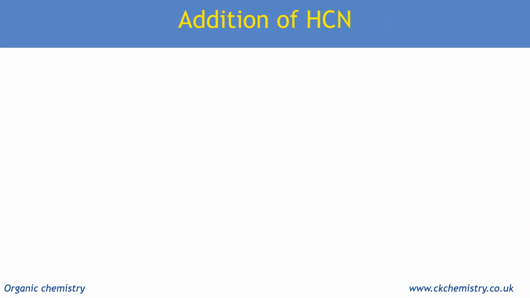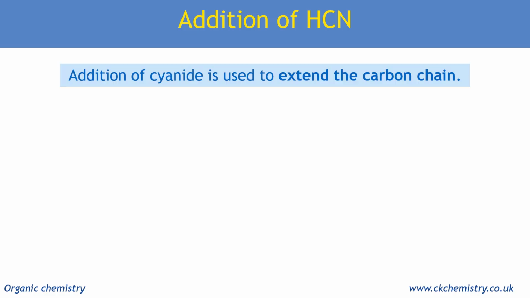Now we are going to look at our addition of HCN. HCN is called hydrogen cyanide, and the use of this is to extend the carbon chain. I said addition of cyanide here, not just HCN, because you can also substitute CN- as an ion in itself.